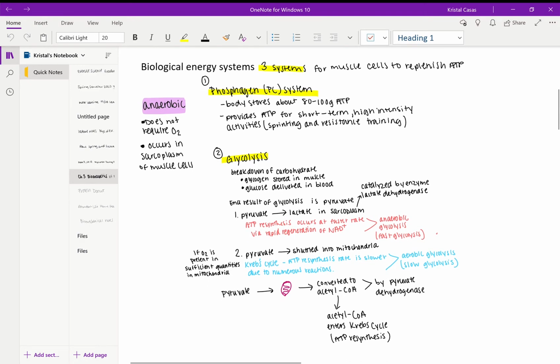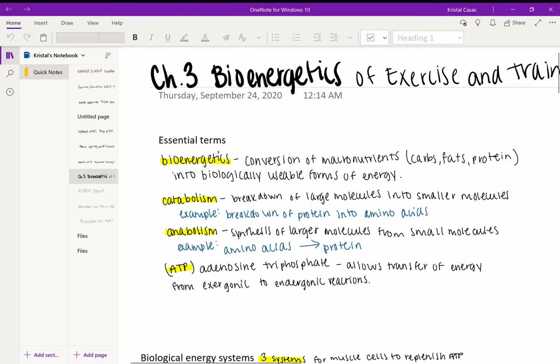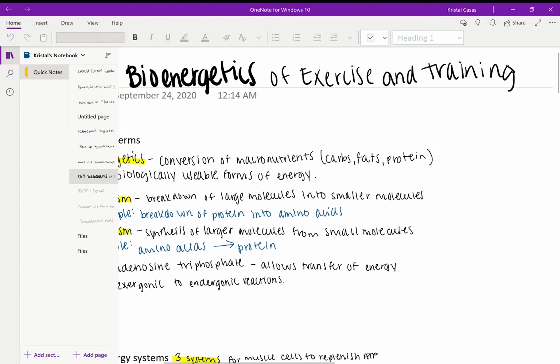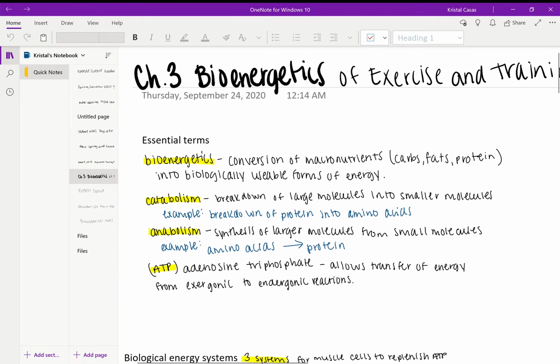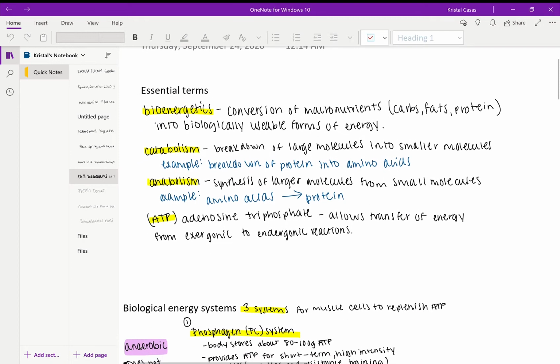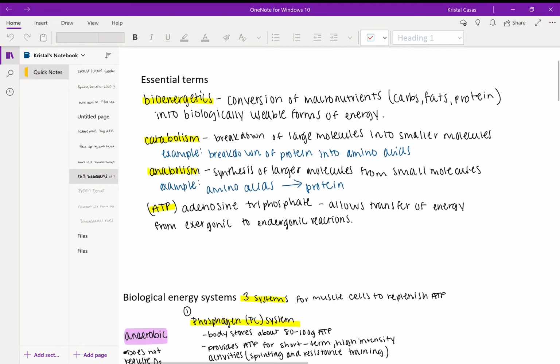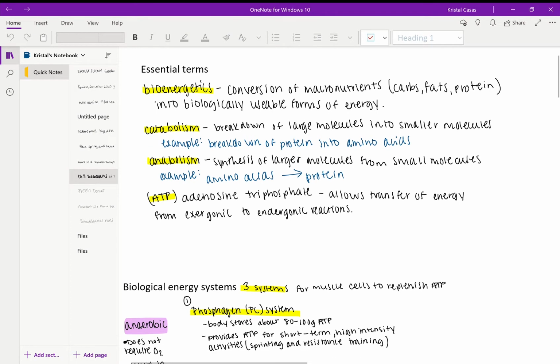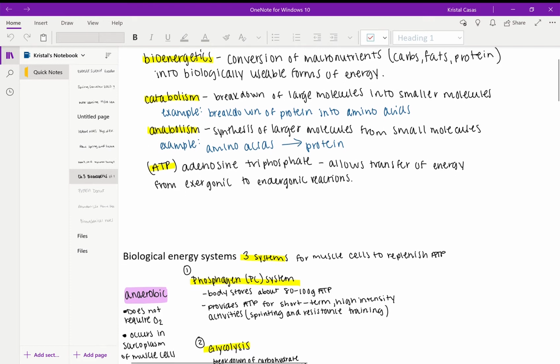Hi everyone, this is going to be my summary for the bioenergetics exercise and training. So some essential terms: bioenergetics is the conversion of macronutrients, of course carbs, fats, protein, into biologically usable forms for energy.